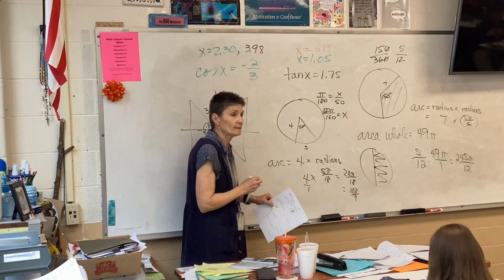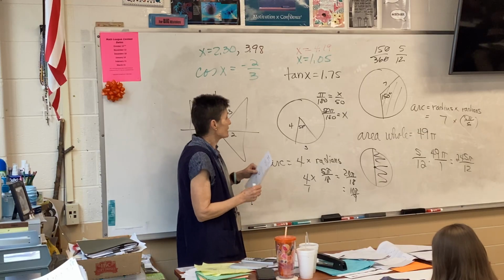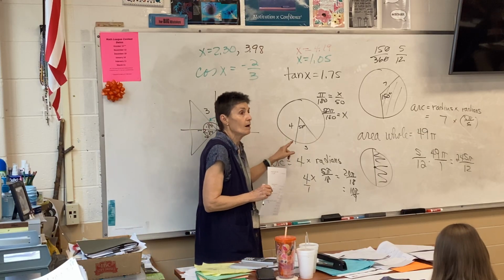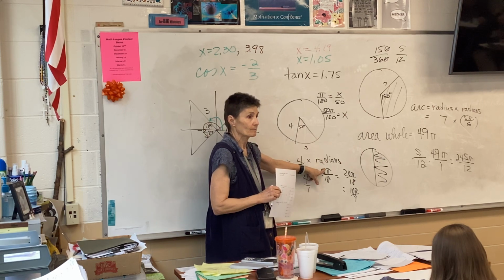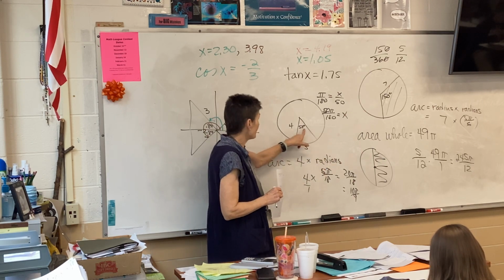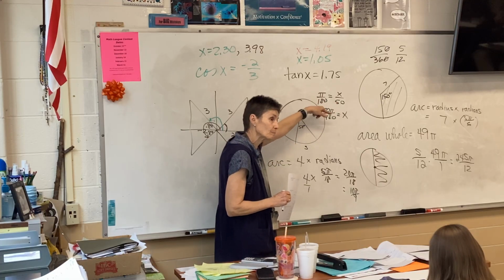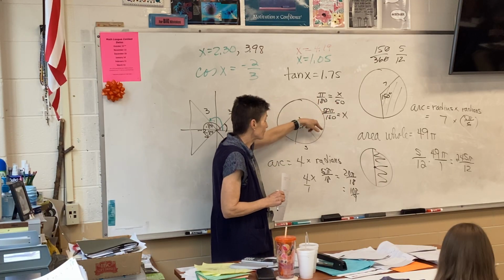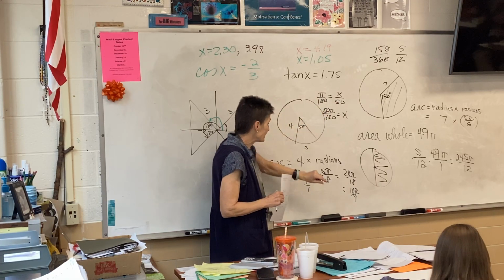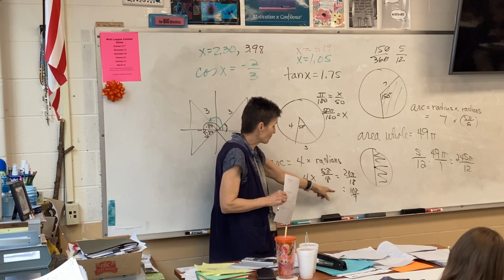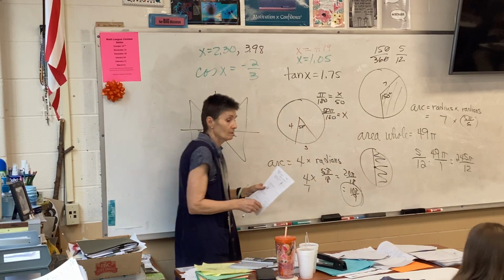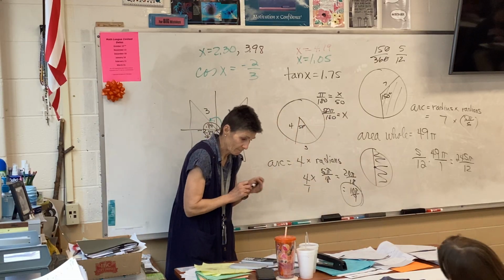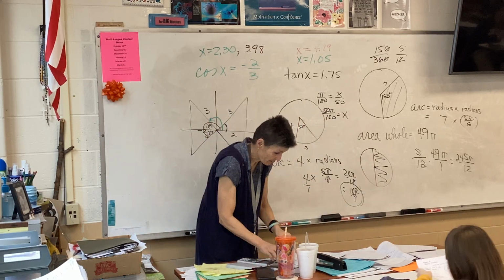Now I did that quickly because I was rushing. Does anyone have a question? Arc length, radius times radians. I didn't know the radian measure, so I changed it. Got 5 pi over 18, multiplied by my radius, and got my answer. So this is my final answer. So we'll stop there.